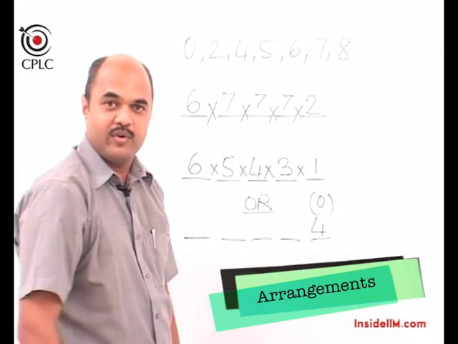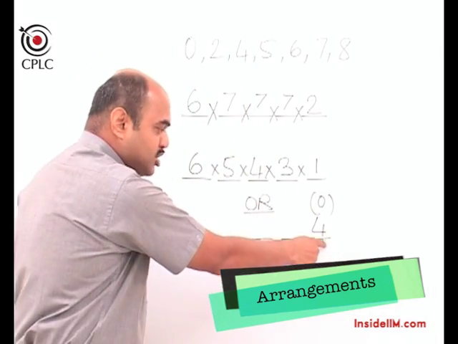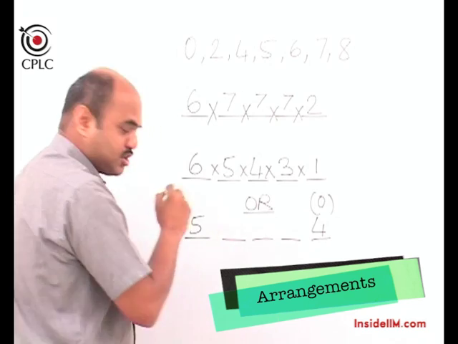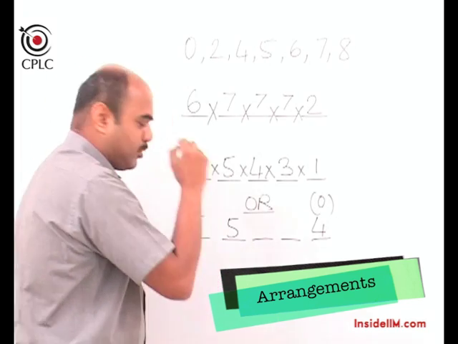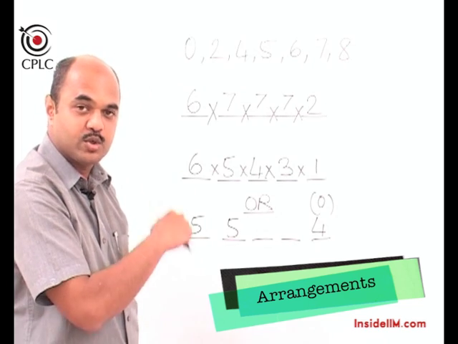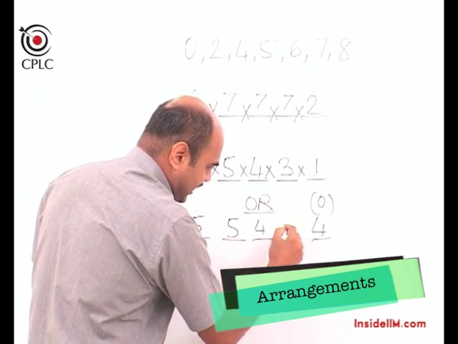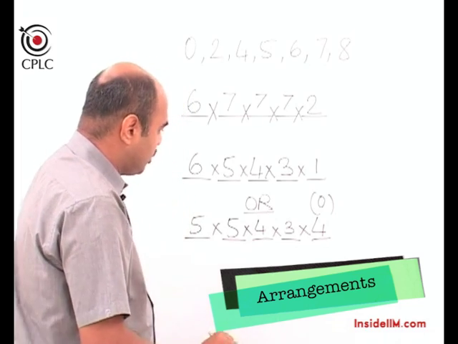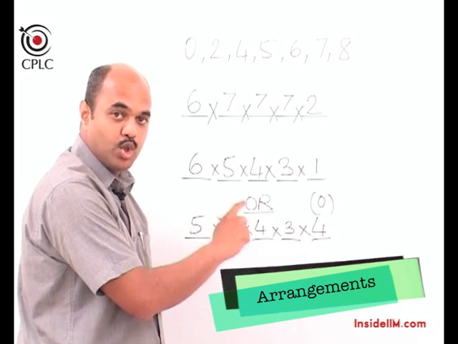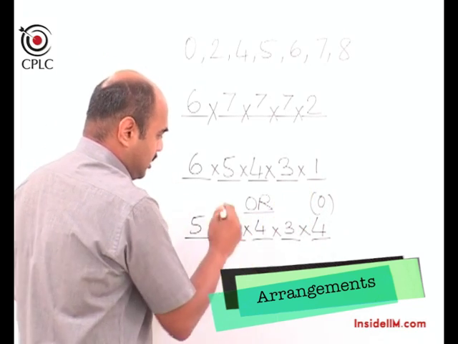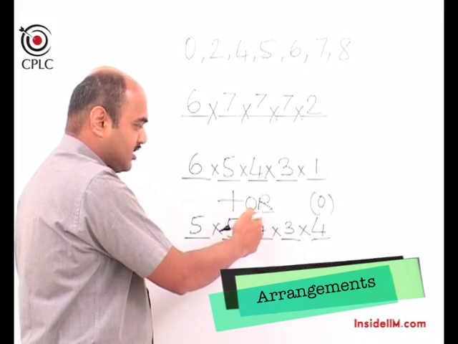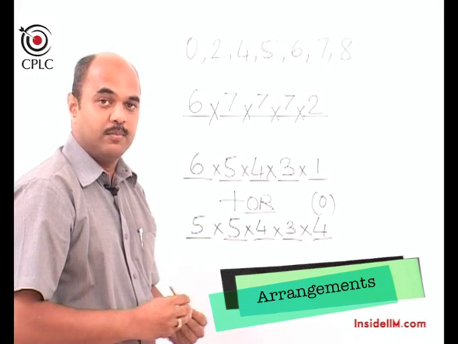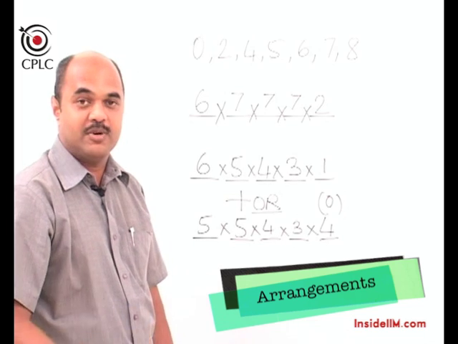So I take 4 ways of selecting the unit's digit. One digit is gone and I cannot have a 0 here. So there are 5 possibilities left for my first digit. There will still be 5 possibilities left for my second digit because now I also have 0 in the picture. And 4 here and 3 here. So the number of ways of forming an even number, given the fact that repetition is not allowed, would be all of this plus all of this. Wherever there is OR, we add. Wherever there is AND, we multiply. So this is how we would use the fundamental principle of counting in case of arrangements type of questions.